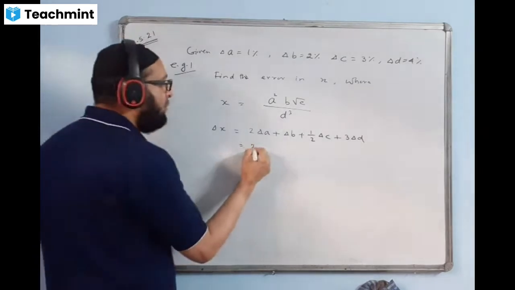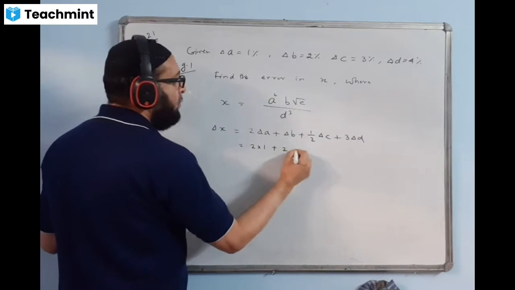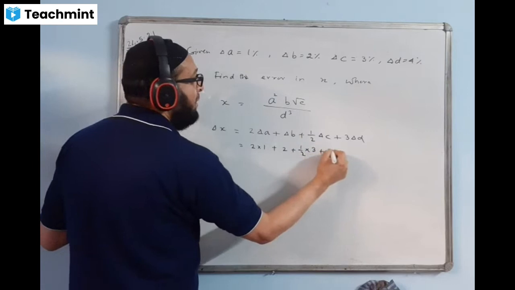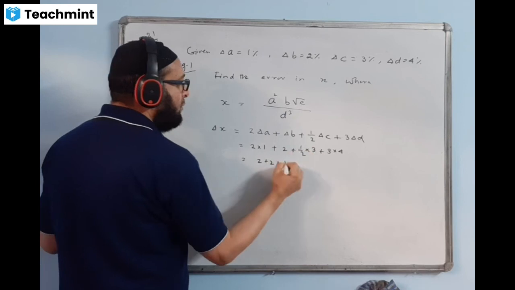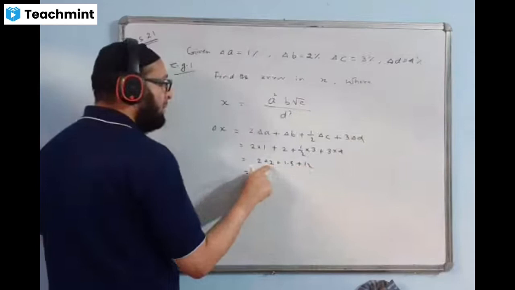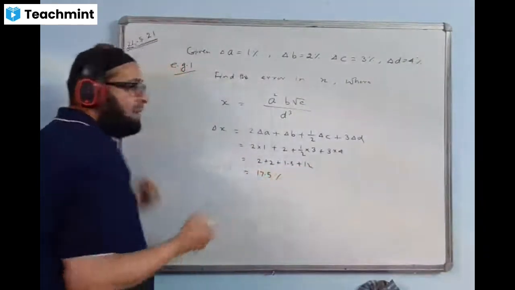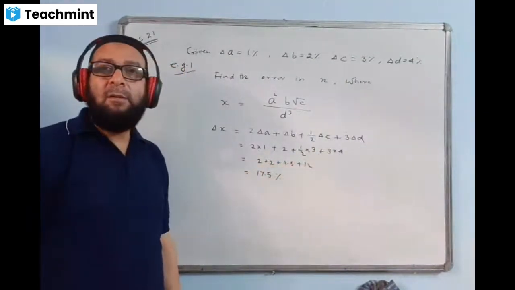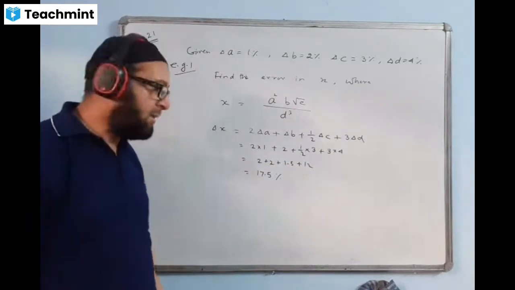Okay, now we put the value here. 2 delta A value is how much? I put the value of 1. Delta B value is 2. All are in percentage form. Okay, half into delta C is 3. 3 delta D is 4. Let us get the answer now. 2 plus 2. 3 by 2 is 1.5. This is 12. What is the total of this? 17.5%. At last we can write percentage. Instead of writing percentage individually over here, you are free to write there also or at the end we write. This is the value of percentage error. I think this is simple only.